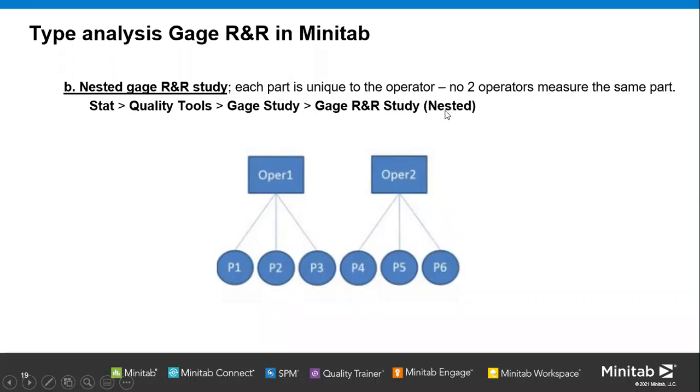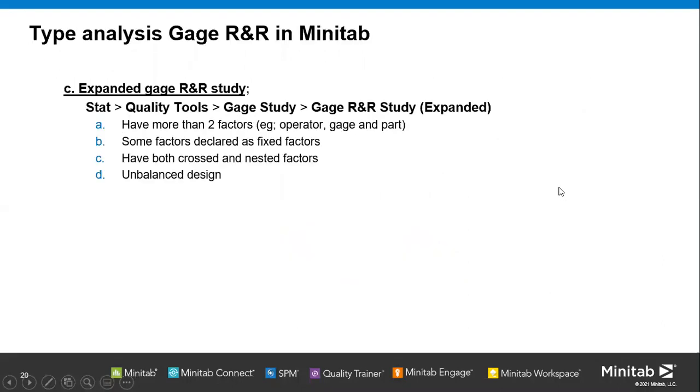That is, you are not able to measure another part. So this one we call nested. If your measurement situation is like this, you are able to use nested. And then we have another way, which we call expanded. Expanded is when you have more than 2 factors. Just now we had the operator, the gauge, and then the part.